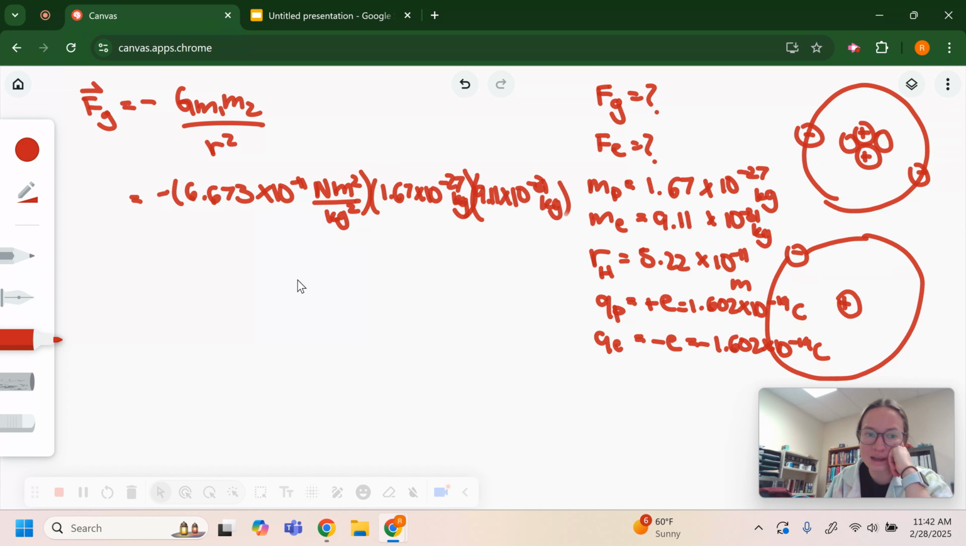Sorry again about my lag. My lag today is terrible. Divided by r squared. Our r here is 5.22 times 10 to the negative 11th meters.